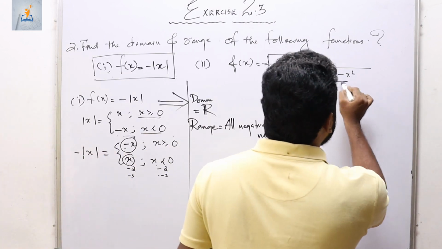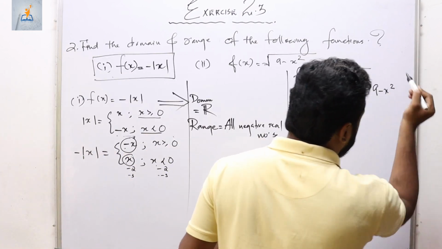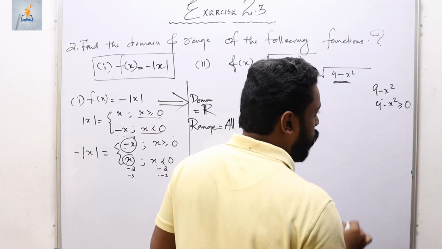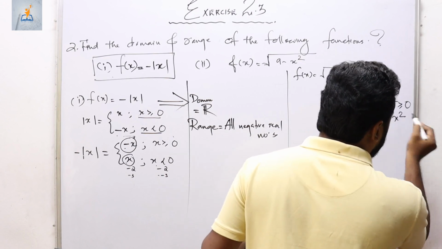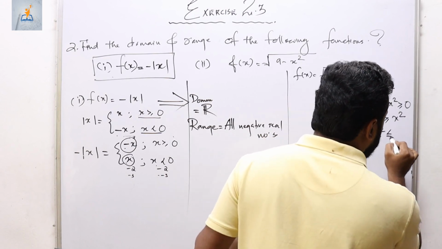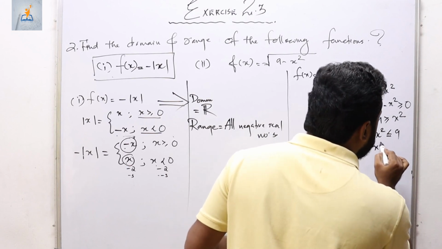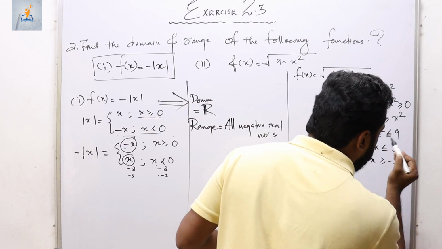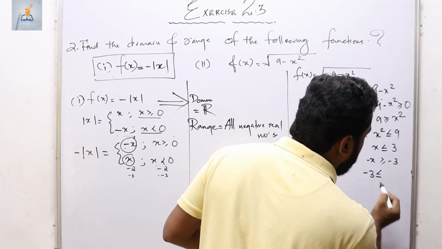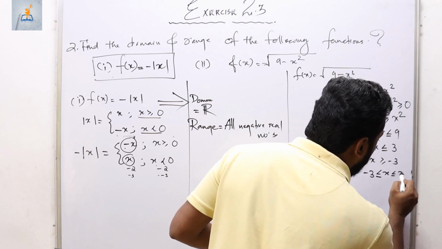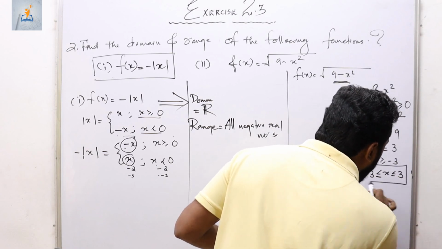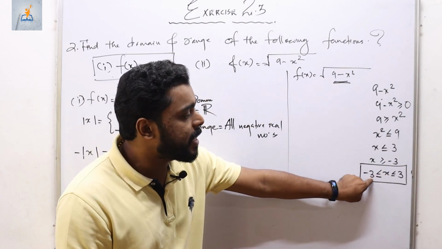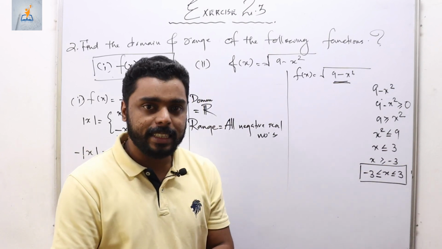Therefore, this 9 minus x square must be a non-negative number. Therefore, 9 minus x square must be greater than or equal to 0, which means 9 must be greater than or equal to x square, which means x square must be less than or equal to 9, which means x is less than or equal to 3, and x is greater than or equal to minus 3, which means minus 3 less than or equal to x less than or equal to 3. So the only possible input values for x are in between minus 3 and 3.